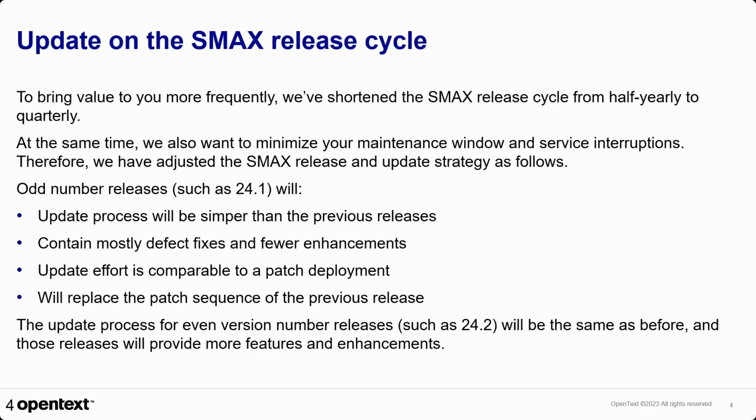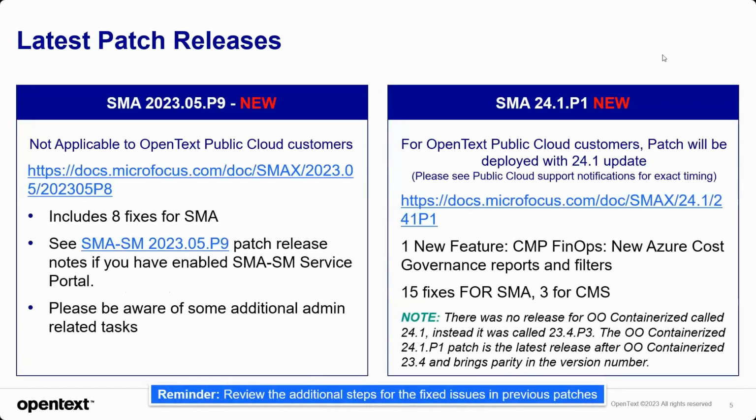The other thing to note is that when it comes to our patch release cycle, you'll notice that we don't have a new patch for 23.4, and that's because 24.1 is in essence the third patch for 23.4. So to avoid confusion, if you're on 23.4, you want to move to 24.1 P1. That's to be on the latest patch.